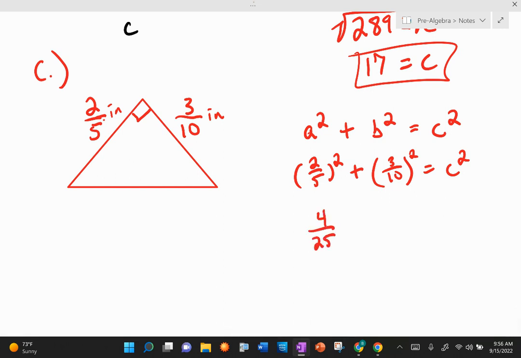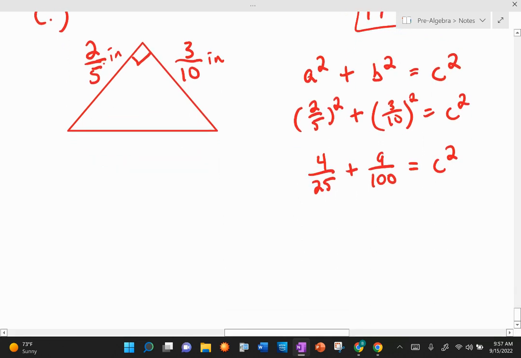4/25. Okay, 4/25 plus what's 3/10 squared? 9/100. So 4 over 25 plus 9 over 100 equals what? It's 1/4. So it comes out to be 1/4 equals c squared.